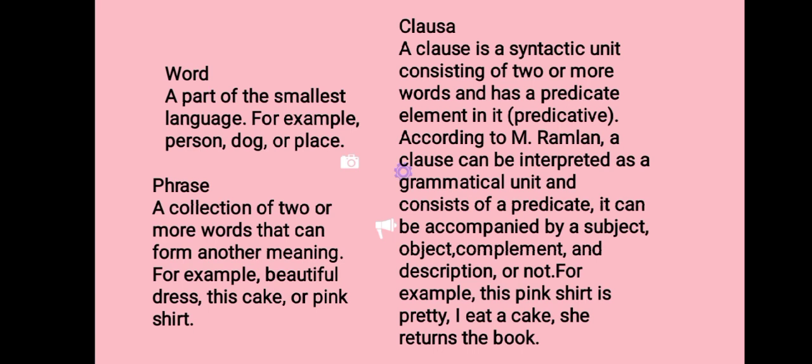Clause: a clause is a syntactic unit consisting of two or more words and has a predicate element in it, or predicative. According to M. Ramlan, a clause can be interpreted as a grammatical unit and consists of a predicate. It can be accompanied by a subject, object, complement, and description, or not. For example, this pink shirt is pretty. I eat a cake. She returned the book.